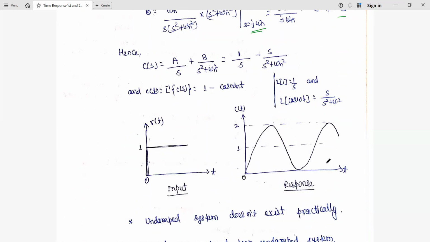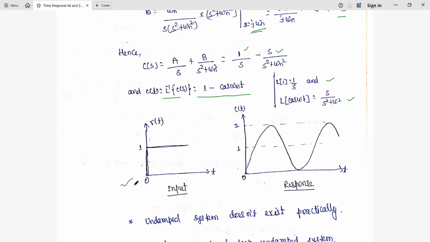So now we got C of s. We have the value of A and the value of B substituted here. To obtain this in the time domain, we have to take the Laplace inverse. The Laplace inverse of 1 by s is 1. The Laplace inverse of s upon s square plus omega n square is cos omega n t. In the bracket it is given what the Laplace transform of the corresponding values is. So finally c of t is 1 minus cos omega n t for the step input.